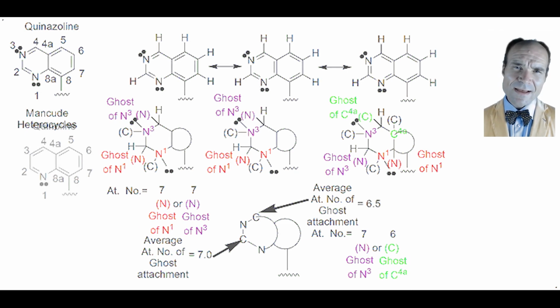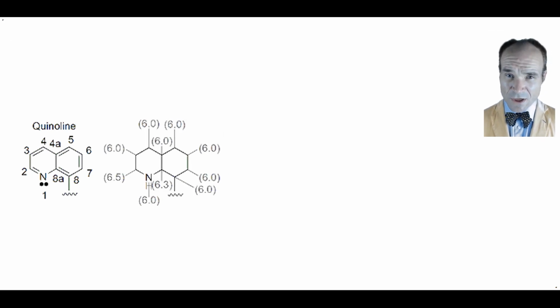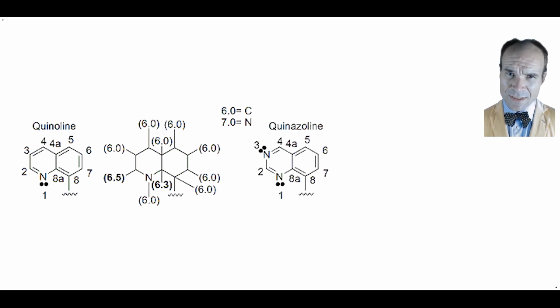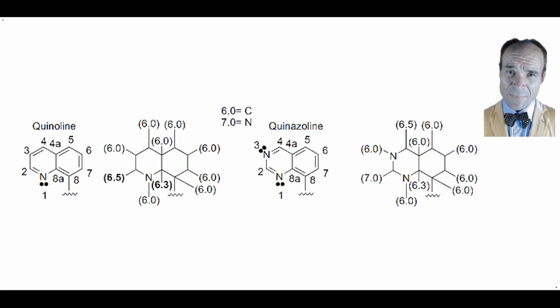In summary, here is quinoline with the atomic numbers for its ghost atoms. All are 6.0 except for carbon 8A's 6.3 and 6.5 at position 2. Here is quinazoline, where the atomic numbers for its ghost atoms are all 6.0 except for carbon 8A's 6.3, then 6.5 at position 4, and 7 at position 2.